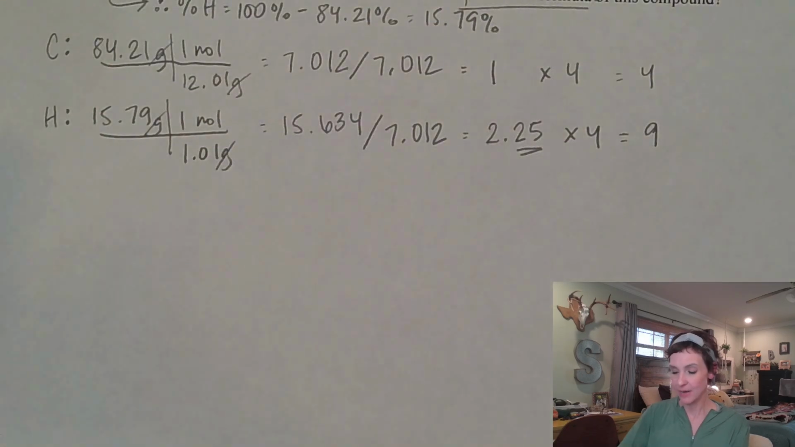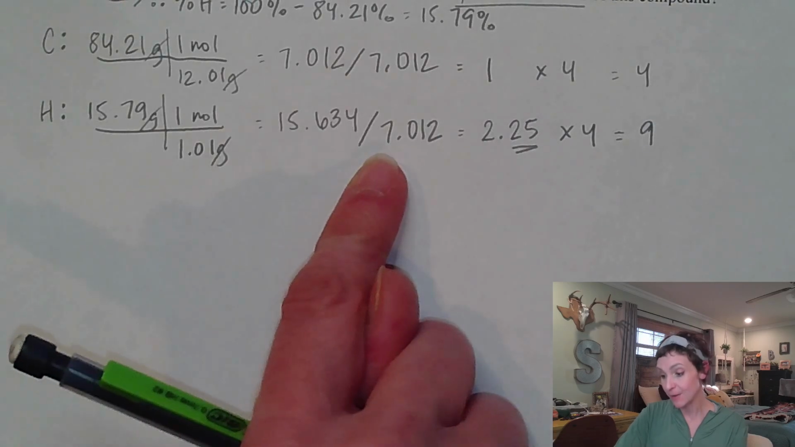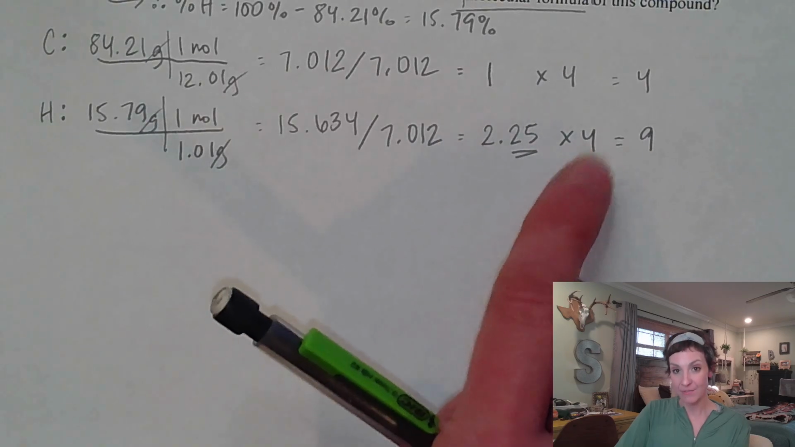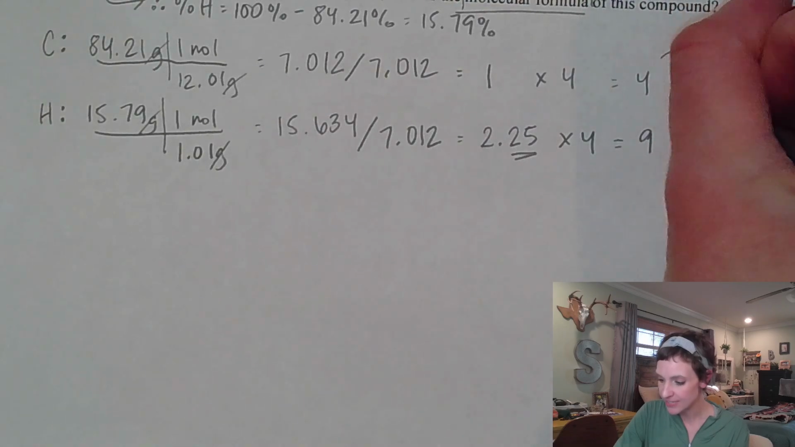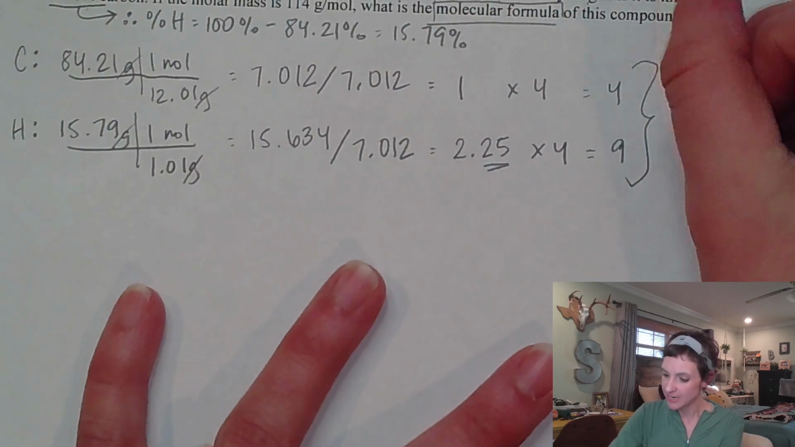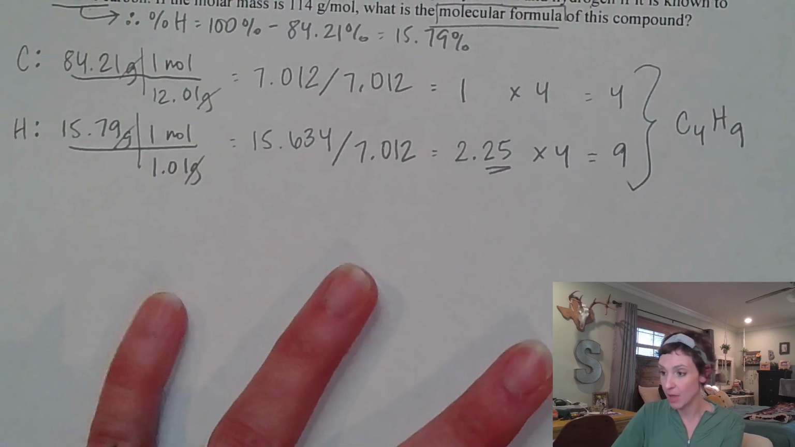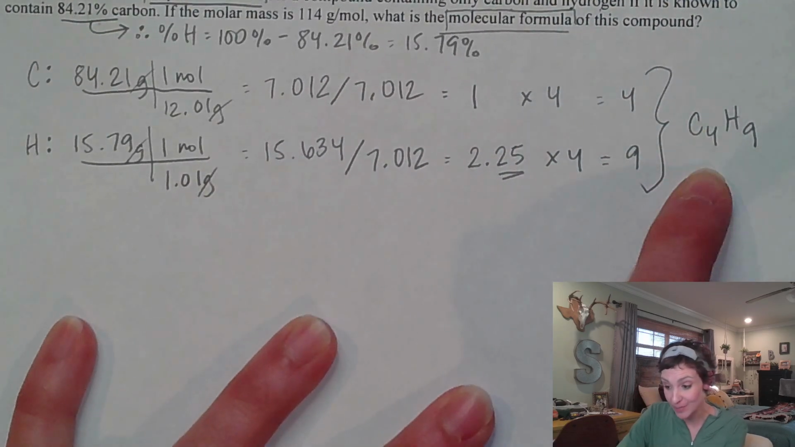Okay? So we did our empirical formula. Percent to mass, mass to mole, divide by small. And then because we got this business here, we had to multiply everybody until we were whole. Okay, but those are the subscripts of my compound. So my carbons, I have 4 of them. My hydrogens, I have 9 of them. Okay, that was a lot of work. But now we have our empirical formula.